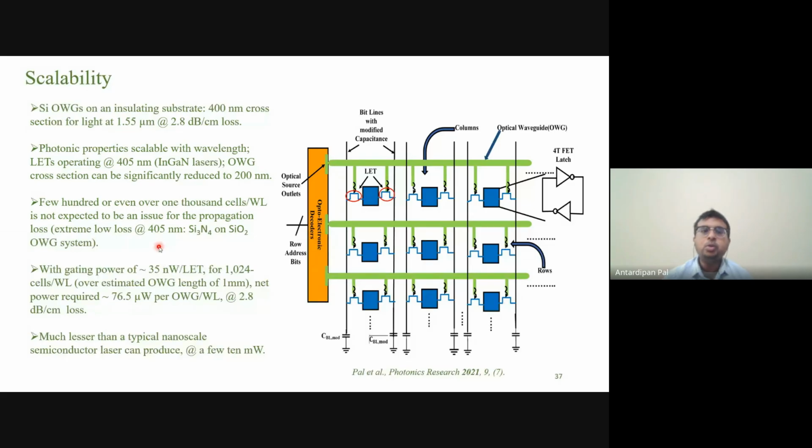If we use a 405 nanometer wavelength, I believe that's blue light. How can we generate blue light? It's again an indium gallium nitride laser, because blue light cannot be directly generated from silicon lasers. No, it cannot be, because the wavelength of light coming out from a semiconductor depends on the band gap.